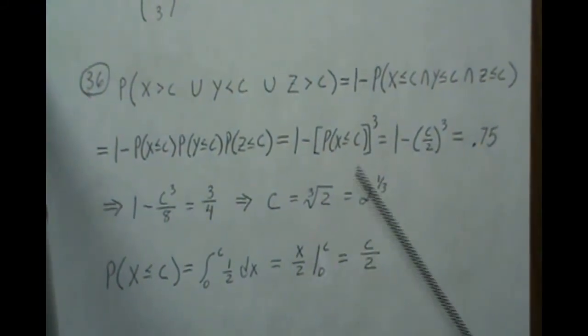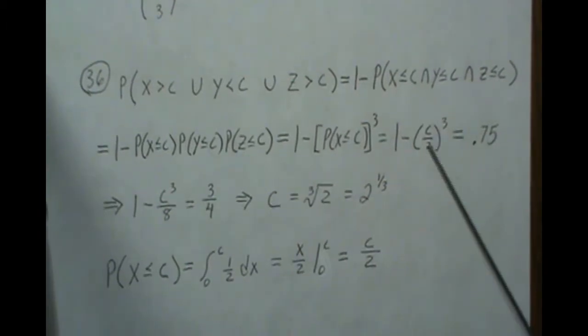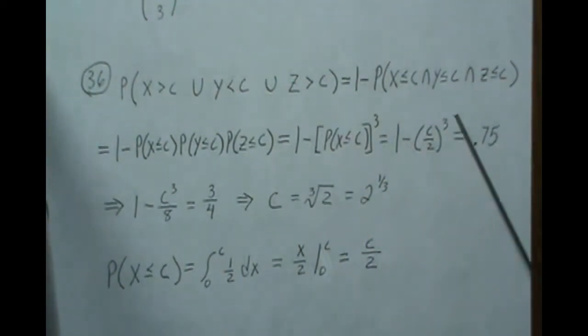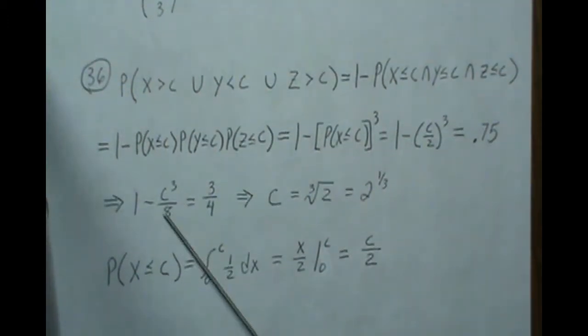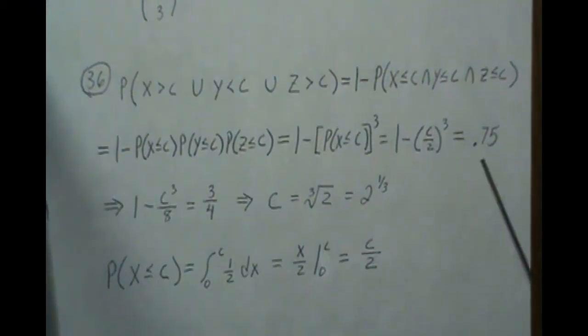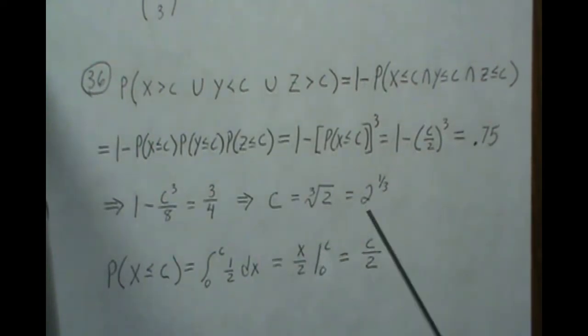This probability, which we'll do down here, is C over 2, raised to the third power. And again, we want it to equal 0.75, which implies that 1 minus this is equal to 3/4, which implies that C is equal to 2 raised to the 1/3. Now the probability that X is less than C is just the integral from 0 to C of the density, which is 1/2, because it's uniform from 0 to 2. Antiderivative, plug in limits, you get C over 2.